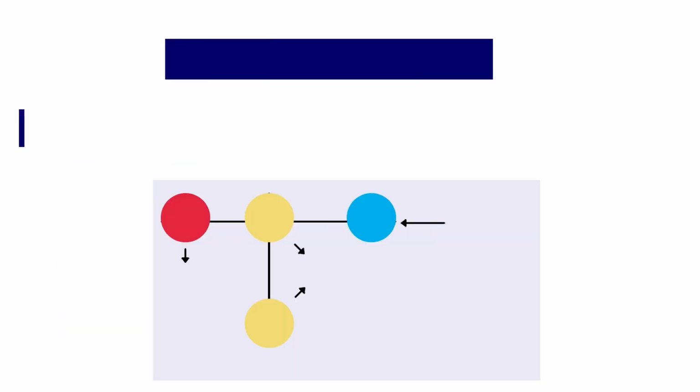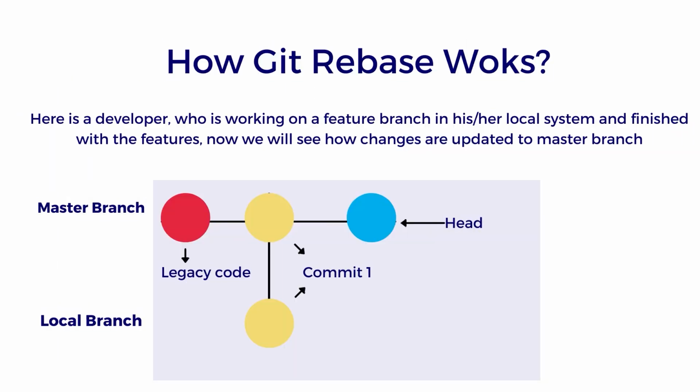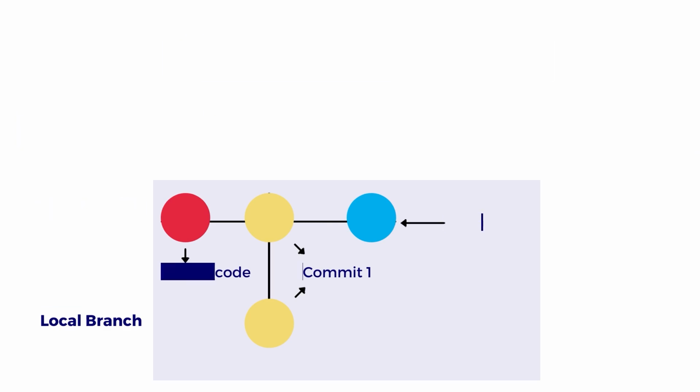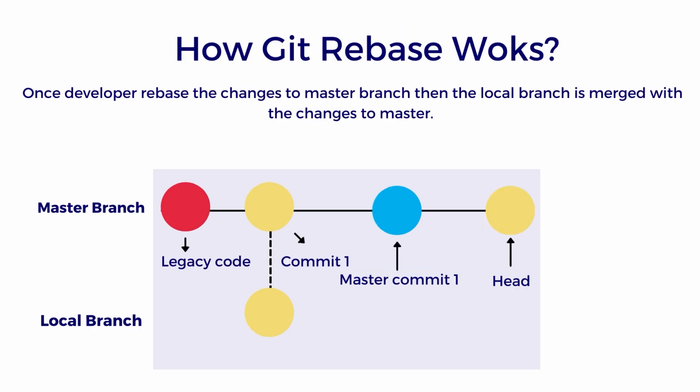Now let us understand with an example. Rebase is used only with the local branch. For example, here is a developer who is working on a feature branch in his or her local system and has finished with the features. Now we will see how changes are updated to the master branch. First, after getting the files from GitHub to our local system, we can work on the changes locally, and these are not tracked by the remote branch.